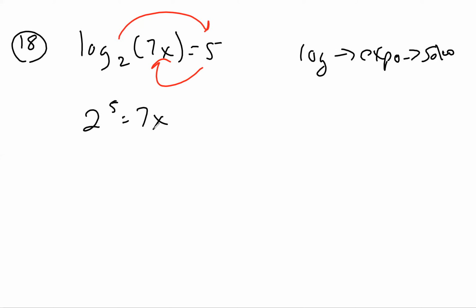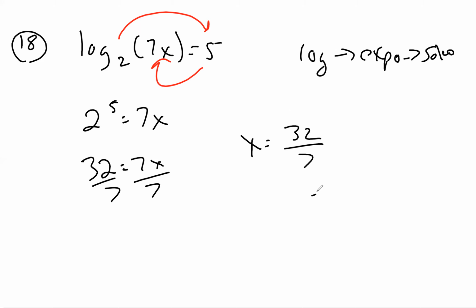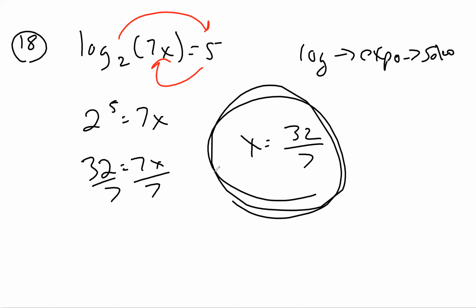Well, 2 to the 5th is going to be the number 32, and that's equal to 7x, and I divide both sides by 7, and I get x equals 32/7. In this particular instance, this fraction does not simplify, and so that is my final answer. And now I'm completely done with this section.